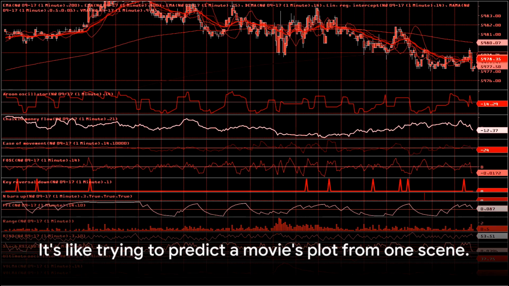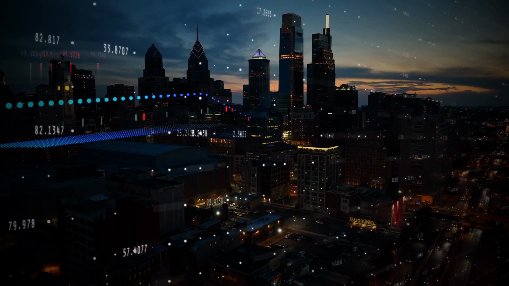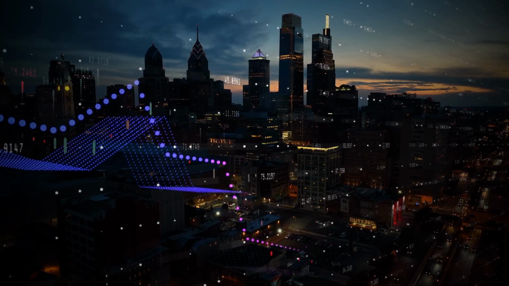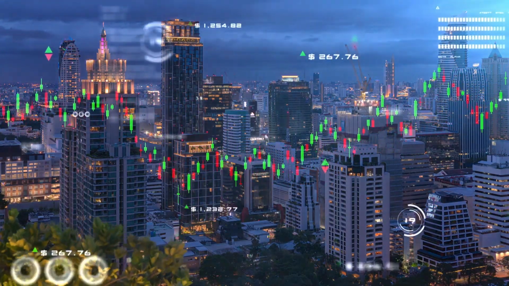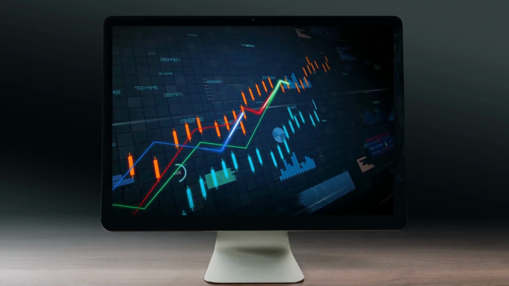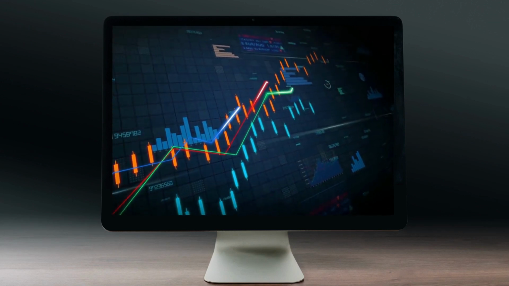It's like trying to predict a movie's plot from one scene. Instead, consider the bigger picture by observing candlestick patterns over time. It's also worth noting that while candlesticks can provide valuable insights, they are not foolproof. They should be used in combination with other technical analysis tools to increase the probability of successful trades.